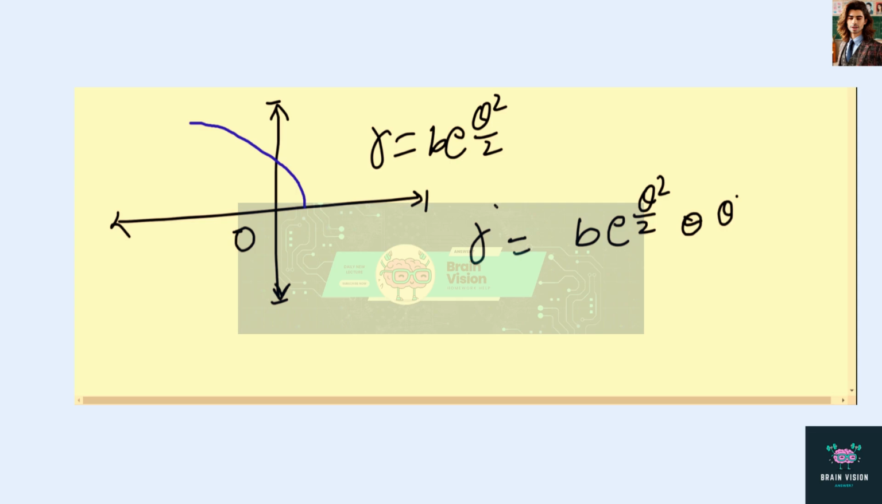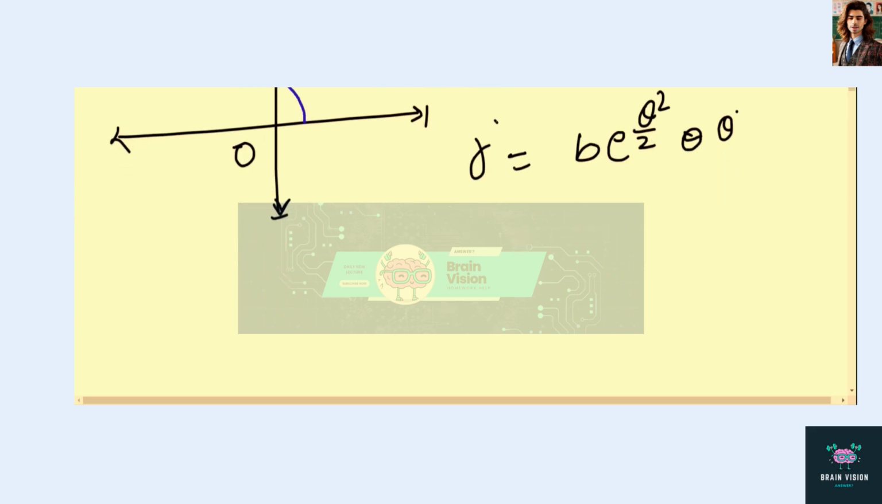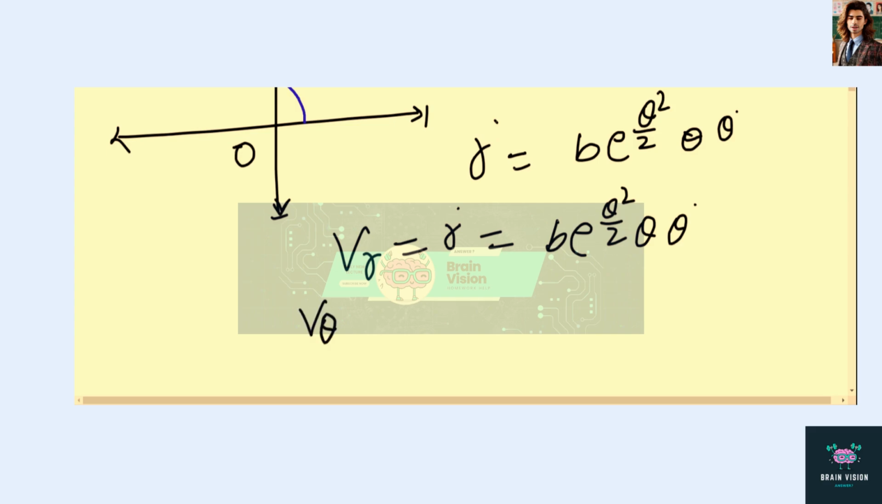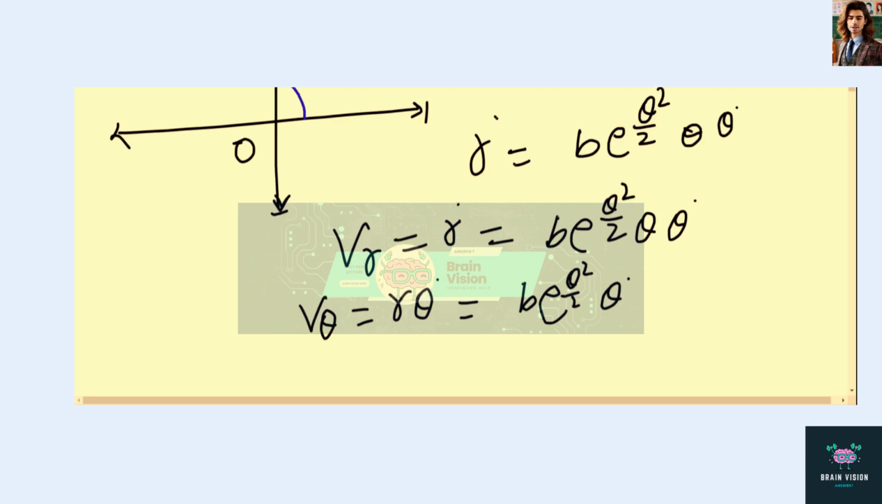There are two components of velocity, radial and transverse. So the v radial will be nothing but the differentiation of r, this one, so this will become just b e to the power theta square upon 2 theta theta dash, and v tangential will be r theta dash. So r is just given, which is b e to the power theta square upon 2 theta dash.